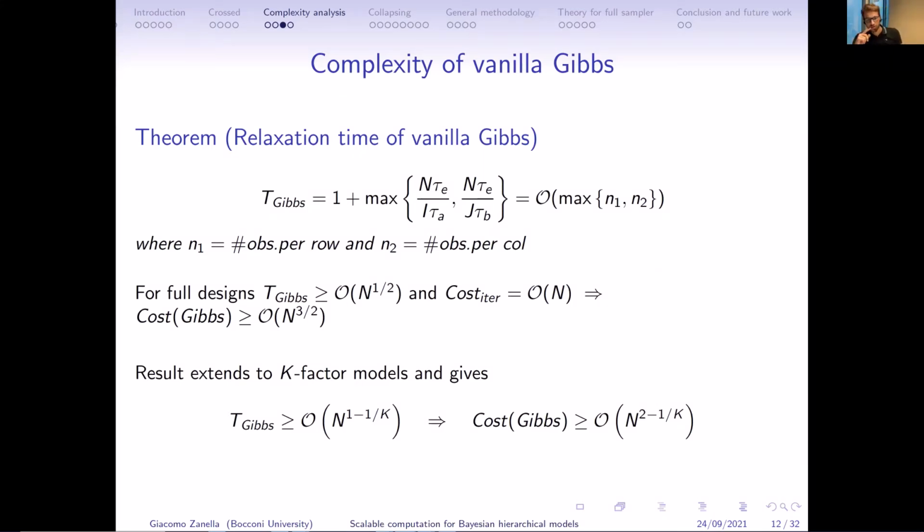This is not great news because in a lot of asymptotic regimes, the number of observations per row or column will grow. So unless for all categorical factors the levels grow linearly with the size of data, this relaxation time will grow. So the Gibbs sampler will mix slower and slower as you increase the dimensionality of the target. For full designs, this is at least n to the half, and the overall complexity is at least n to the 3 over 2, which is not what we want. The same result holds also for k factors. Here I don't give the details for simplicity, but it actually gets worse for k factors, and you can get up to quadratic complexity.